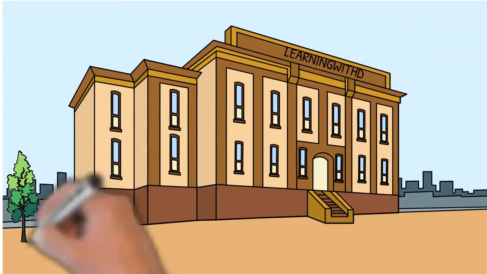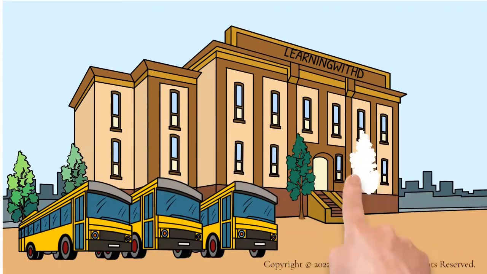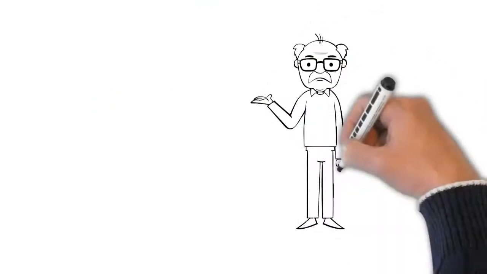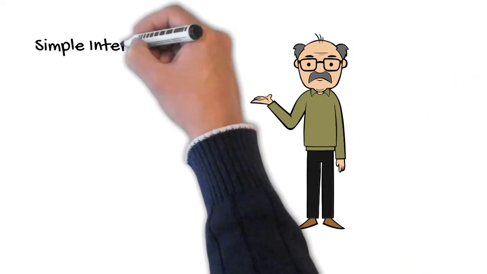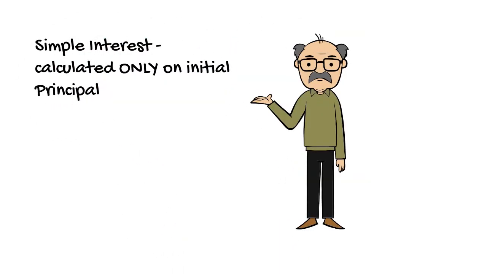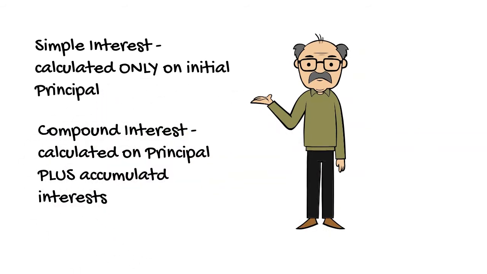Our short explainer videos are not just fun and practical, but demonstrate that education is for everyone. Everyone can learn. In an earlier video, we discussed the difference between simple and compound interest. In review, we recall that simple interest is calculated on an initial principal only, whereas compound interest is calculated based on the principal plus accumulated interest.